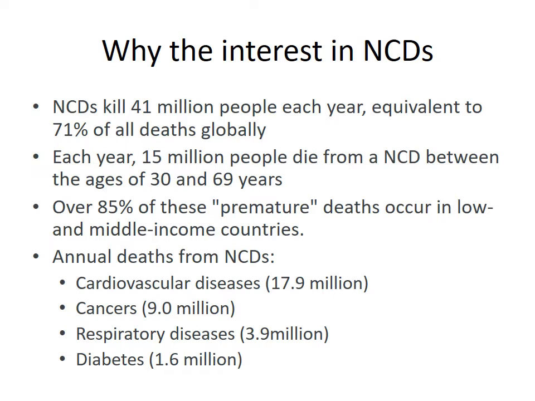You can see the spread. Cardiovascular disease is about 18 million, cancer 9 million, respiratory diseases about 4 million people, and diabetes 1.6 million. So this is the reason why we're interested in NCDs, because they are diseases that kill the majority of people in their prime of youth or in the productive years.